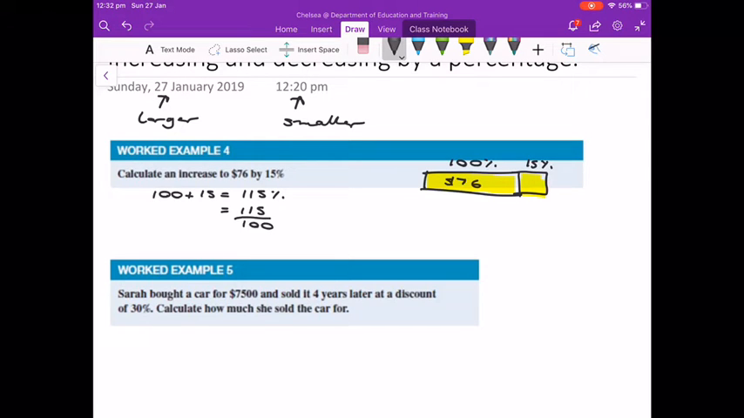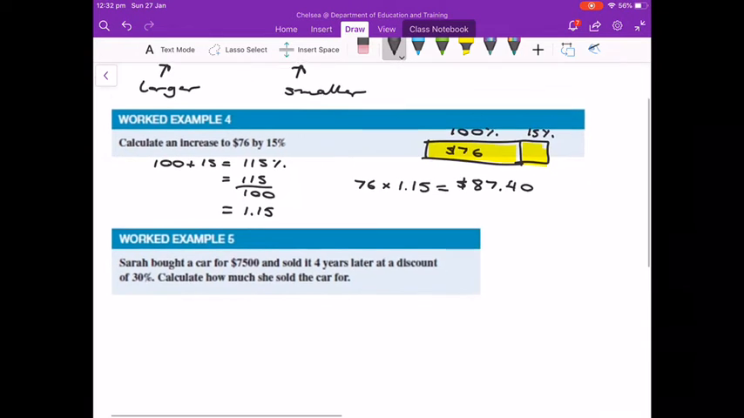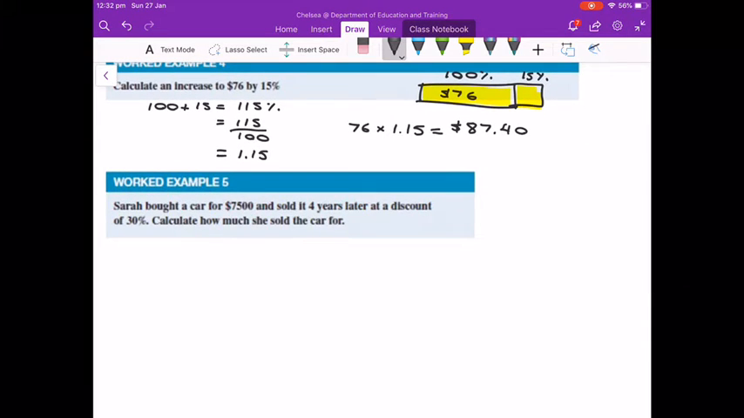To do that, we need to divide it by 100 to get that percentage to a decimal, which is 1.15. What we then do is we multiply that decimal by the original figure. And it gives you an answer of $87.40. And because it's an increase, we should find that our answer is larger. Let's look at a decrease.